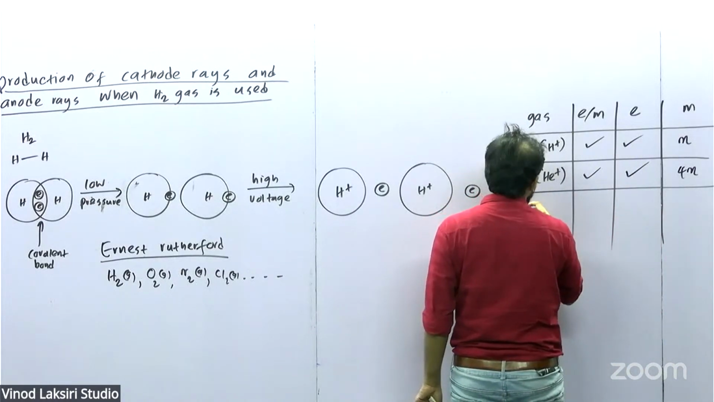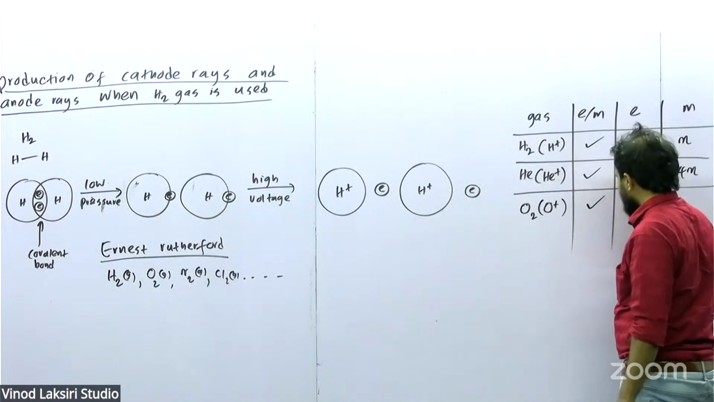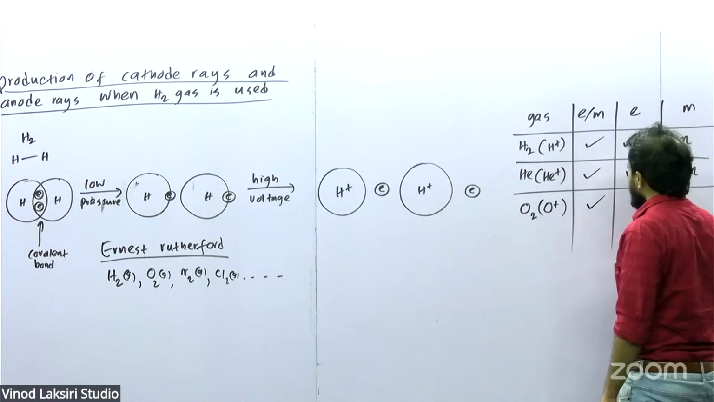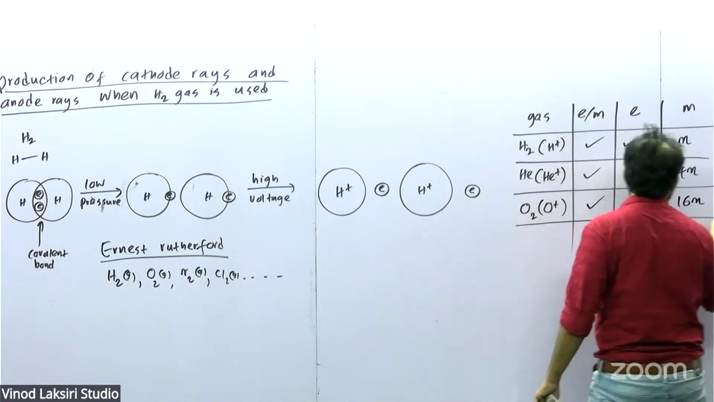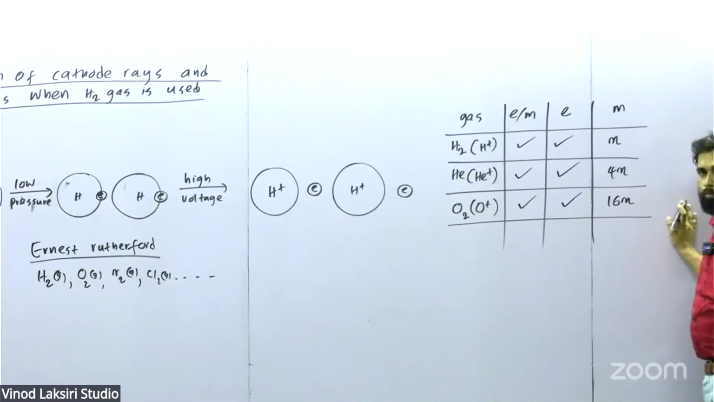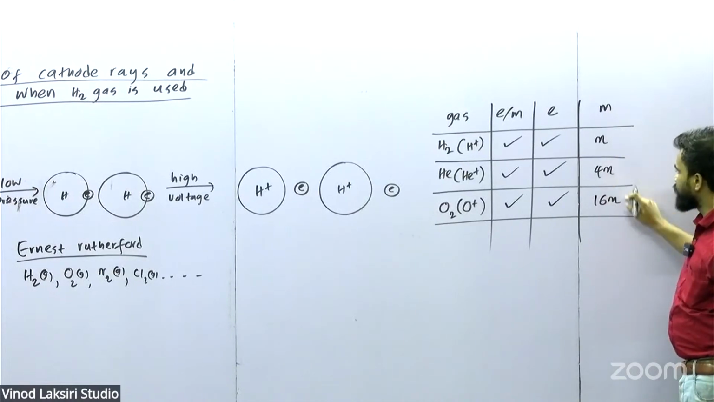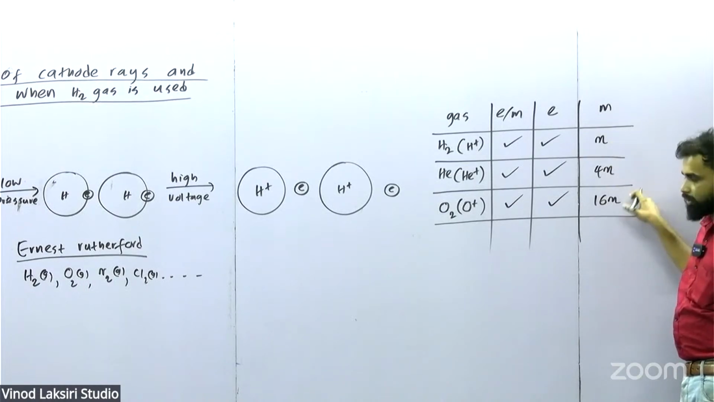Another gas, like oxygen, is used, then O plus is formed as anode rays, then E divided by M is calculated. He observed that it was like 16x, right? So then there is a special observation: the E divided by M value is different according to the type of gas. The special observation is the mass value. When hydrogen is used, mass is x, when helium is used 4x, when oxygen is used 16x.